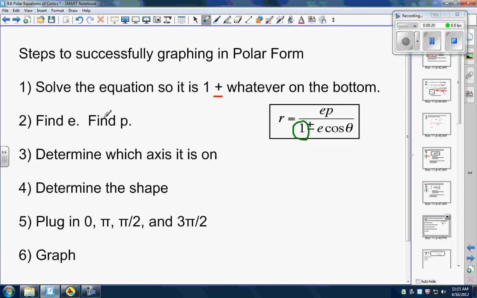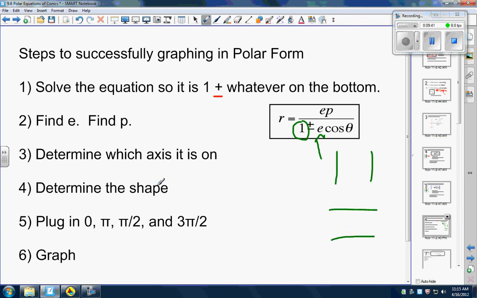Find eccentricity and find p. You'll grab eccentricity right off of here. You can solve for p off of this. Determine which axis it's on. So is it a cosine or is it a sine? If it's a cosine, your directrix is going to be like this or this. If it's a sine, your directrix is going to be like this or this.